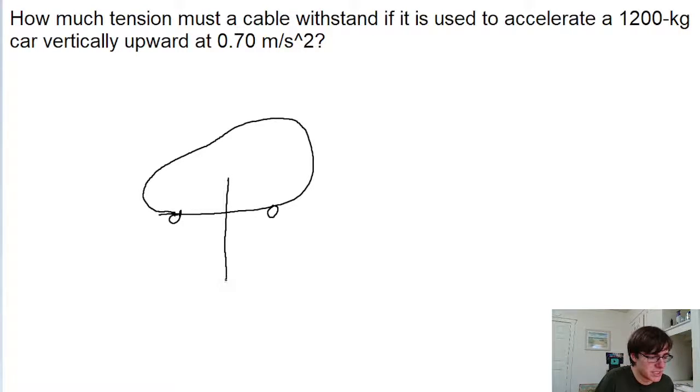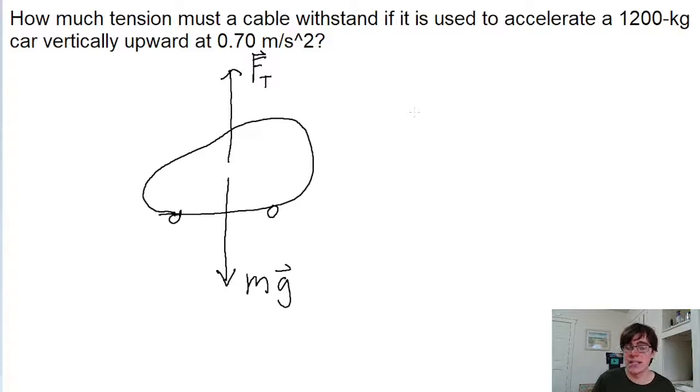Acting downwards, there is the force from the weight of the car, points downwards as always, with a formula of mg. Now we're also talking about a cable accelerating the car vertically upward. So in the exact opposite direction, pointing upwards, there is going to be a tension force from the cable. So I'm going to call it F, the tension.